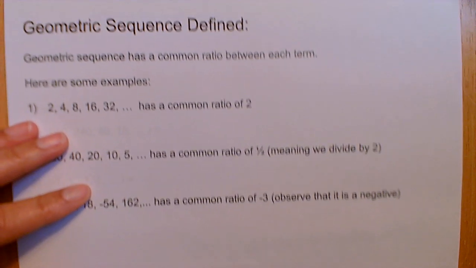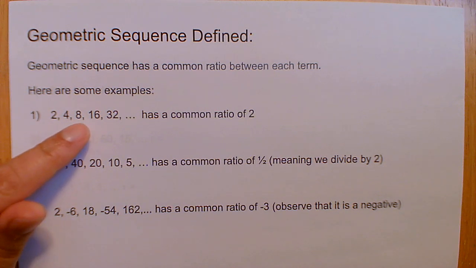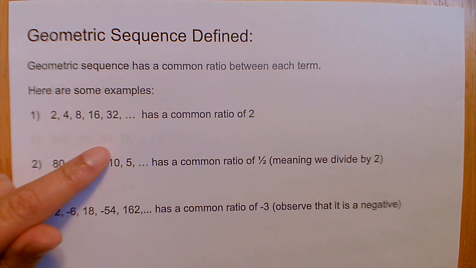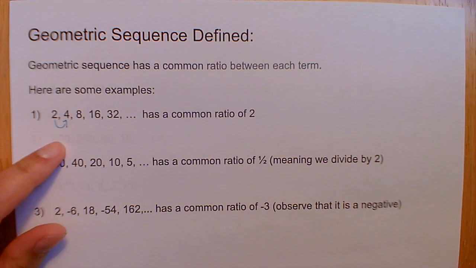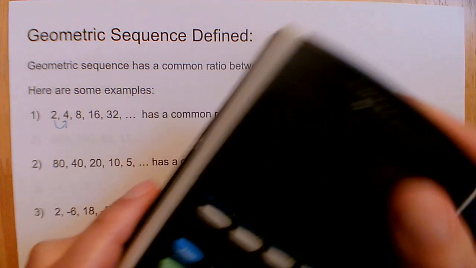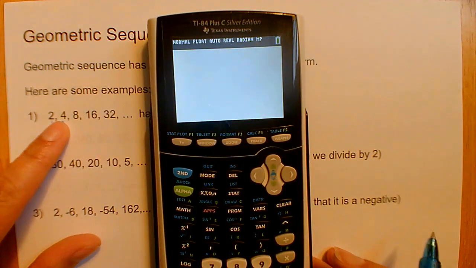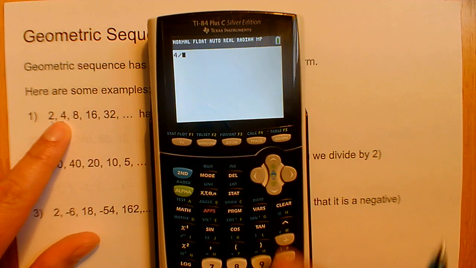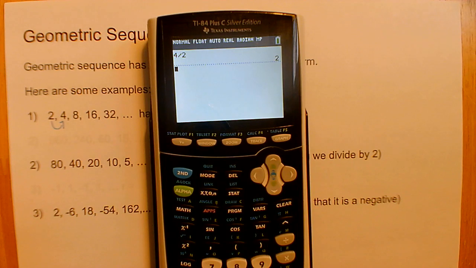Let's look. Here's your definition. Geometric sequence has a common ratio between each term. Here are some examples. We saw 2, 4, 8, 16, 32. So what are we doing every time? When you have to find the common ratio on your own, I'm going to give you a little hint. What you should try is you should take that second number, which is 4, and divide it by the first, which is 2. That's going to give us 2.